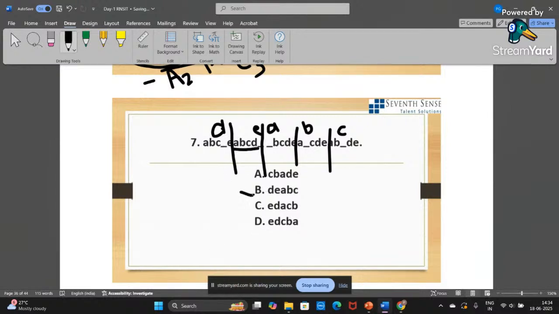D is here, E is also there, A is also here, B is also here, C is also. So this is the right sequence. The sequence is A, B, C, D, E, A, B, C, D, E, A, B, C, D, E. So if you get 1 or 2, then everything should be the same.